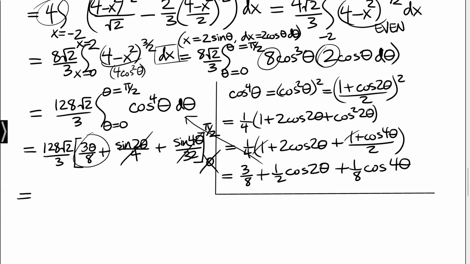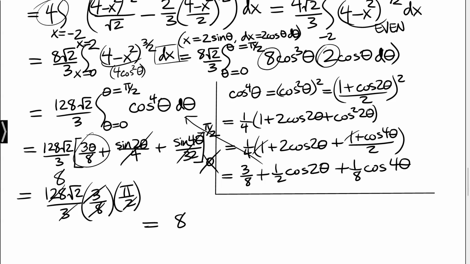So really, it's just this term evaluated at pi over 2. So that's 3/8 times pi over 2. So not that bad. Let's see. 3's cancel. 16. These are all powers of 2. So this is leaving an 8 on the top. So altogether, we've got 8 pi square root 2.